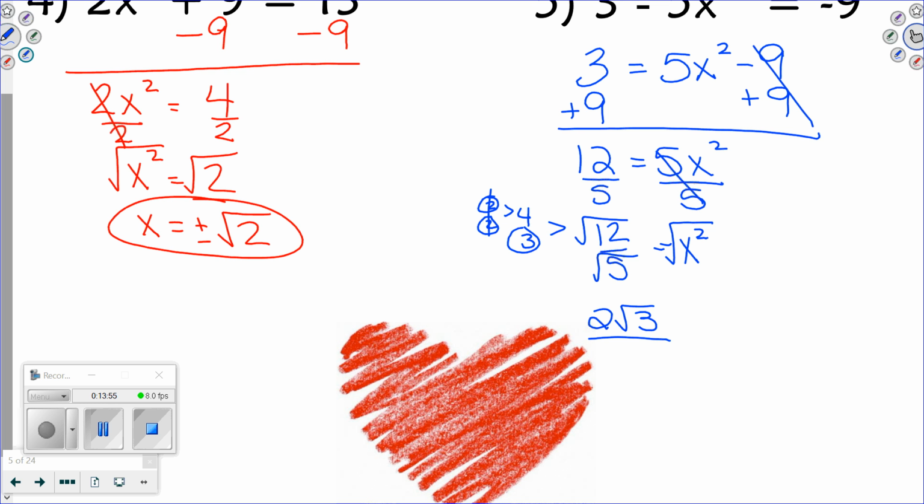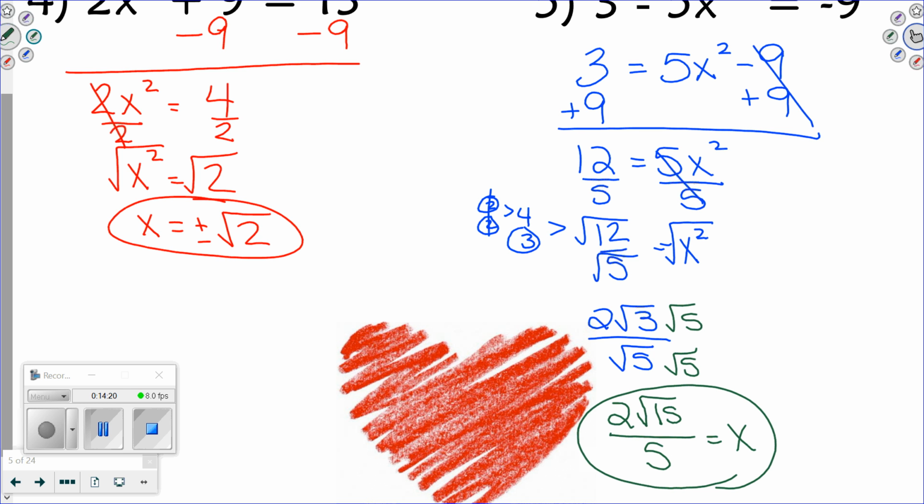Square root of 5? I can't do anything with the 5, but I can't leave what? I can't leave a radical on the bottom. Gosh, you guys, can't leave that there. We have to rationalize. So what do we get on top? Over what? Over 5. Good, done, finished? Plus or minus?